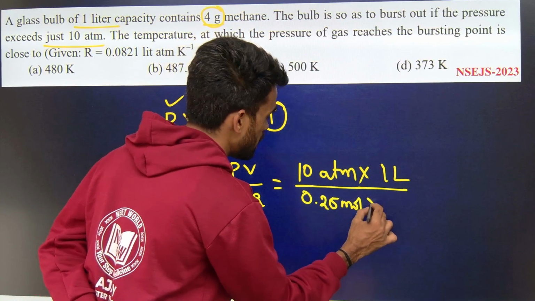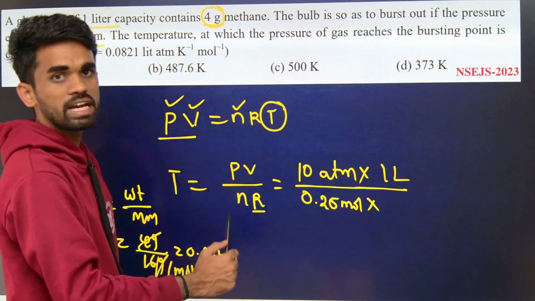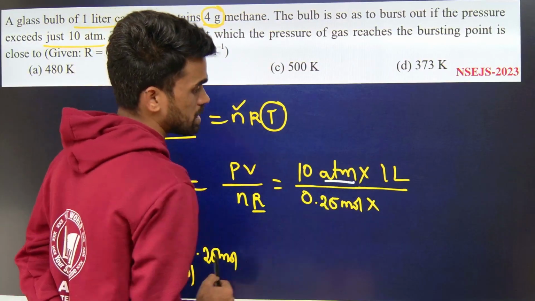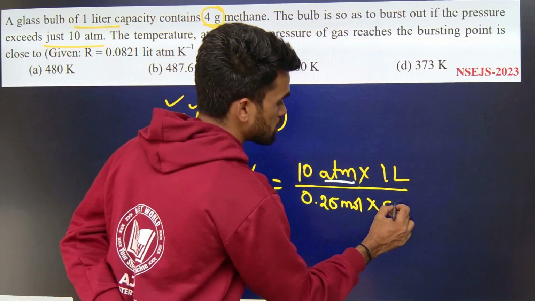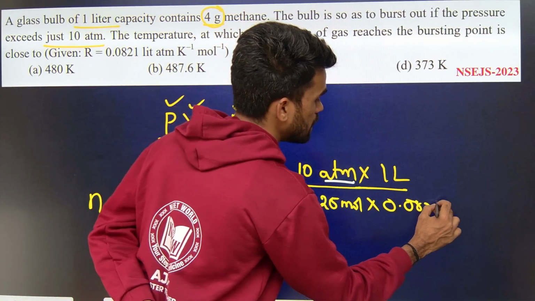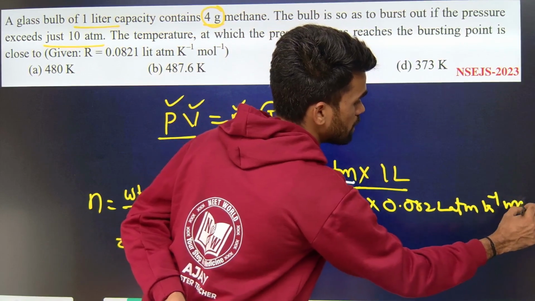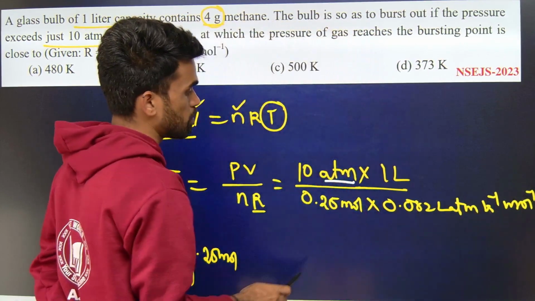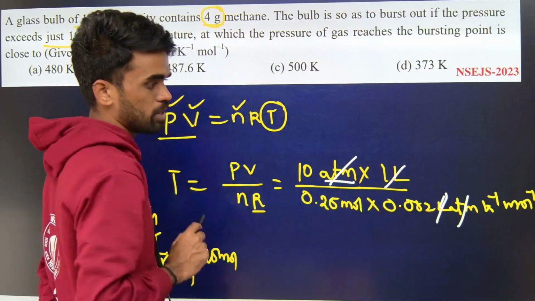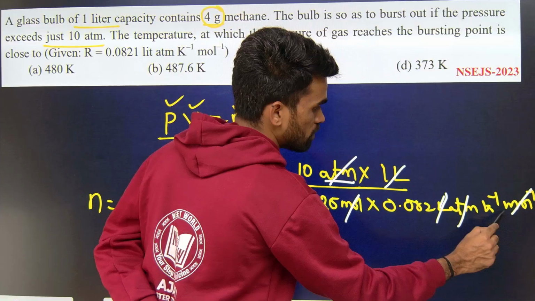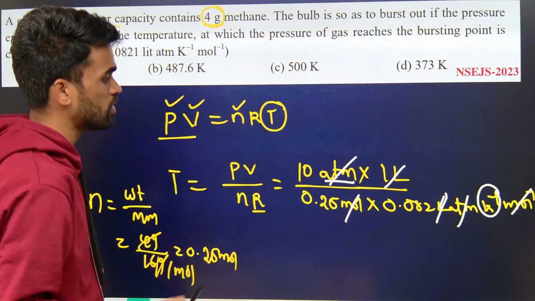Multiplied with the R value. We want the R value in terms of liter atm, as we have the numerator in liter atm. So you can use this data which is given: R is equal to 0.082 liter atm Kelvin inverse mole inverse. Now just remove all the units that can be removed: liter atm and mole inverse. So your answer is in terms of Kelvin. Temperature will be in Kelvin here.